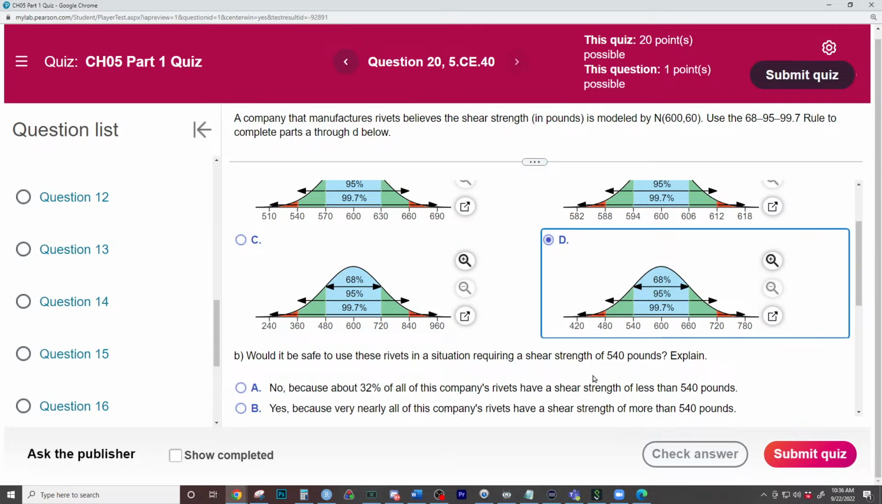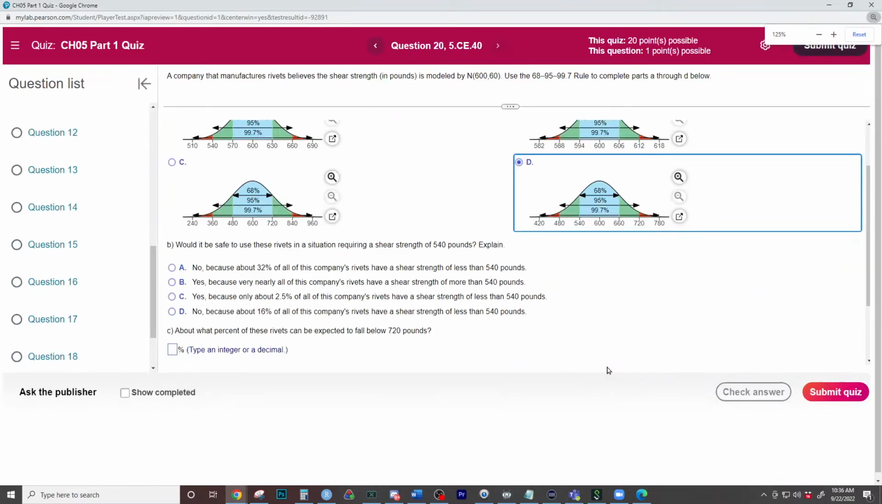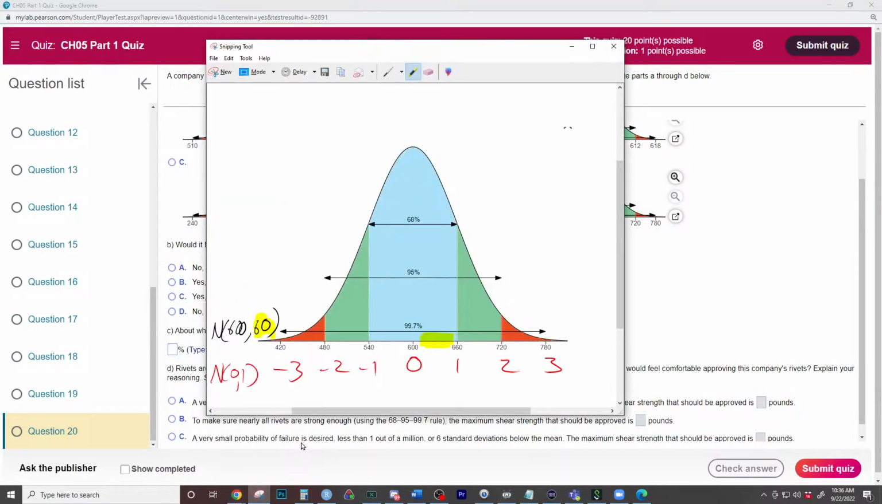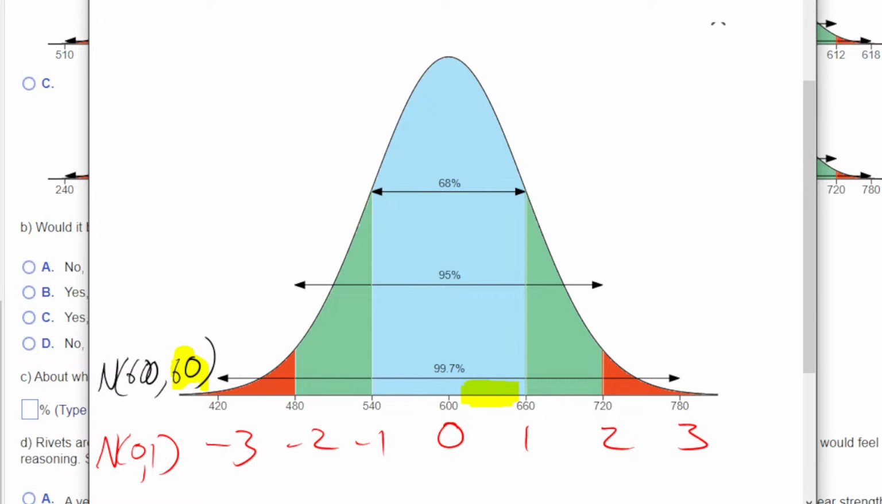So now it says, would it be safe in this situation to use a shear strength of 540 pounds? Well, we need to go back to our graphic. And what do we see right here? 540 has a z-score of what? Now, it's really easy if you mark it.